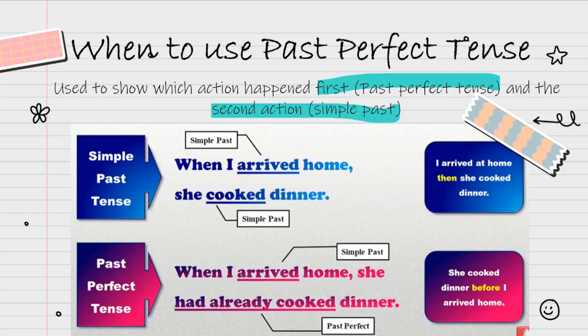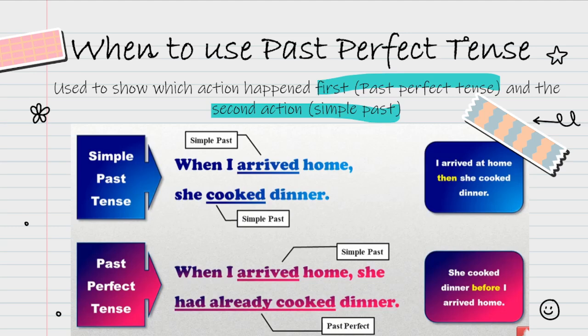So here is a simple diagram, and we can use this rule to show which action happened first. Usually the first action is in the past perfect tense and the second action is in the simple past. So for example, let's have a comparison. When I arrived home, she cooked dinner.